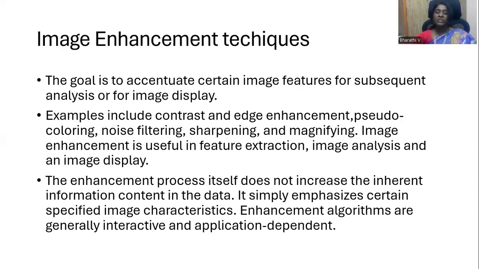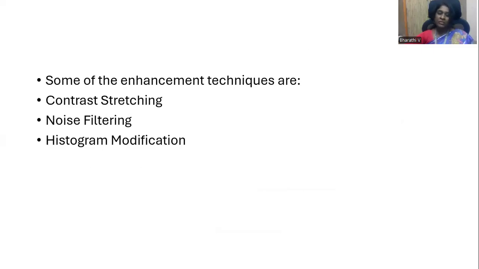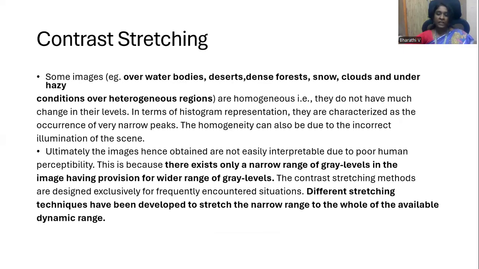Here the image enhancement process itself does not increase the information content, whereas it emphasizes certain characteristics of the images. It has a lot of algorithms and image processing techniques which are applicable for image enhancement. There are three main techniques for image enhancement: contrast stretching, noise filtering, and histogram modification.